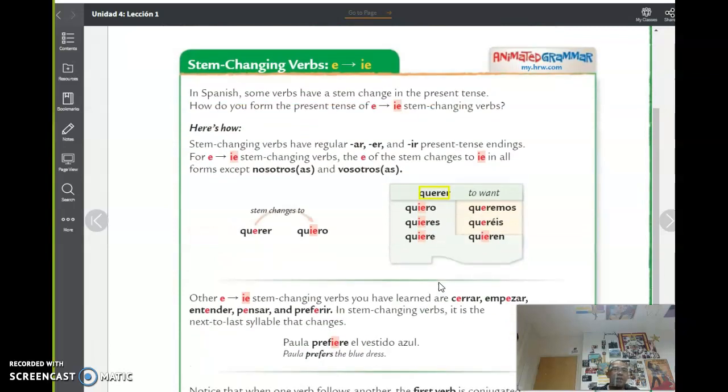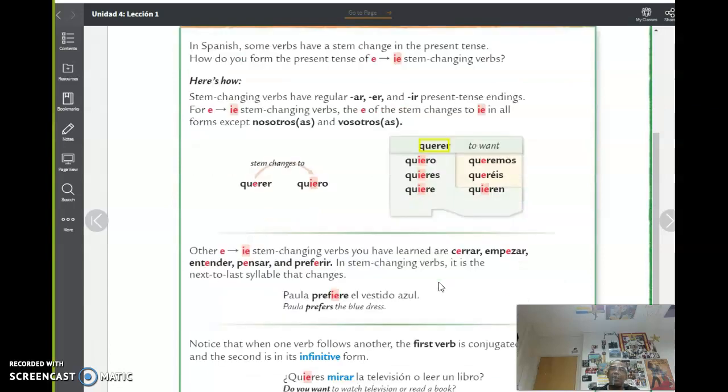There are other verbs also that have that same similar stem change, like the verb cerrar, which is to close, the verb empezar, which is to begin, entender, which is to understand, pensar, which is to think, and preferir, which is to prefer. All of those have a stem change, a change in the beginning of the verb, okay? So, cerrar, when you conjugate this verb, the E is going to change to IE. Cierro. I close. Yo cierro. Tú cierras. You close. Ella cierra. Nosotros cerramos. There is no change in the nosotros, nor in vosotros.